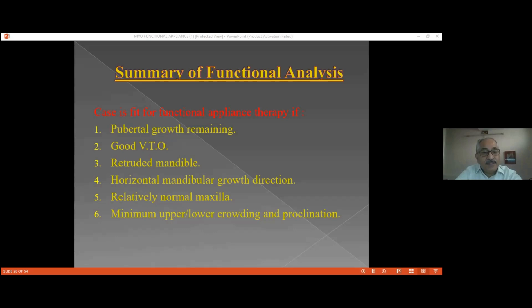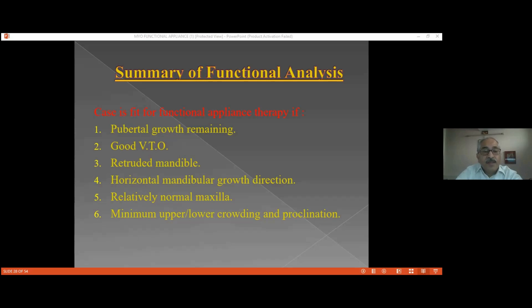Third thing, not all types of mandibular retrusion can be treated by myofunctional appliances. Preferably, the horizontal growth direction will be aptly treated by the myofunctional appliances. The backward rotating mandible will be further deteriorated by the functional appliances. Hence, they are not best suited unless we make some modification to it.